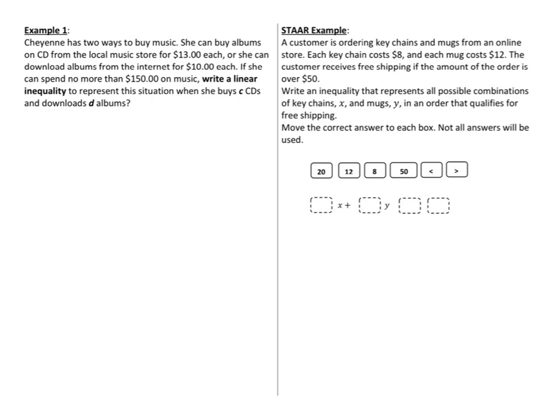So it tells us which letters to use. I'm going to go ahead and write down my important information. C equals CDs, D equals downloads.